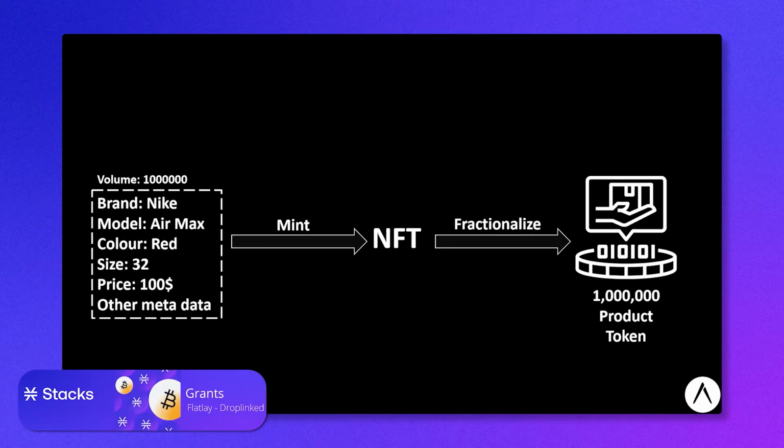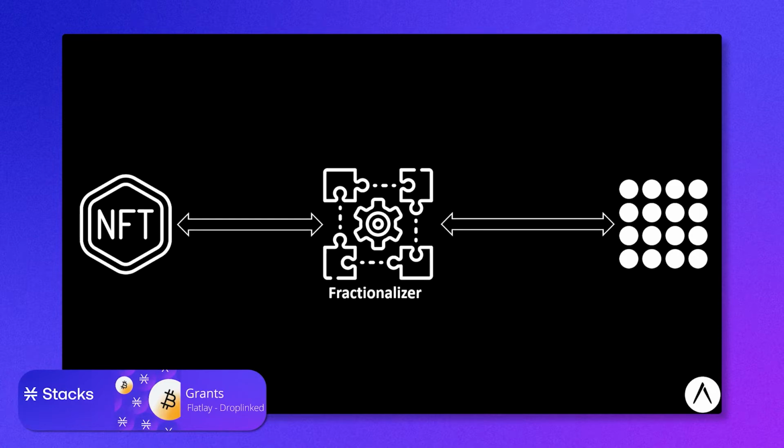Production volume of some products are 7 or 8 digit numbers, and minting an NFT for every product is very costly. That's why we make one NFT for a product type and fractionalize it to the produced volume of that product. And like that, in a very cost-effective way, we have a Web3 token that is the digital representative of every product item. The way fractionalizer works is simple.